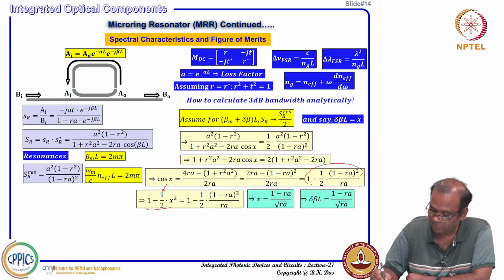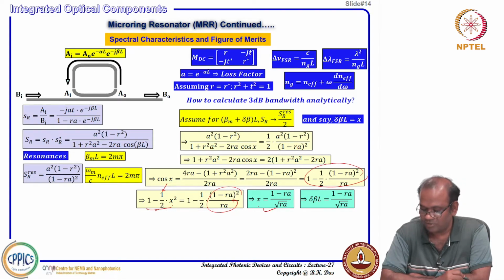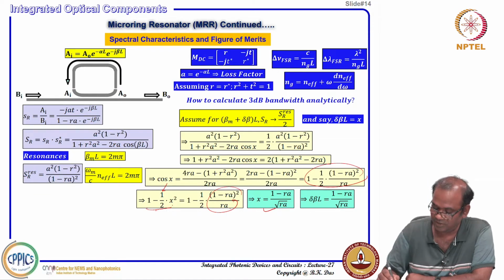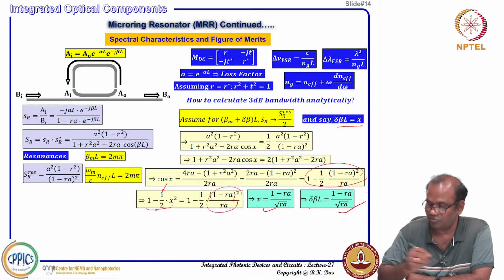and you have this one on the right-hand side. You see they are identical, 1 minus half something and 1 minus half something. So, that means x square equal to this one. So, that means x equals 1 minus R A over the square root of R A. That is very interesting, x equal to delta beta L. So, delta beta L equals this one.